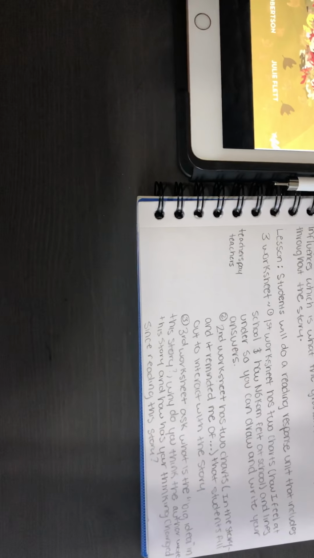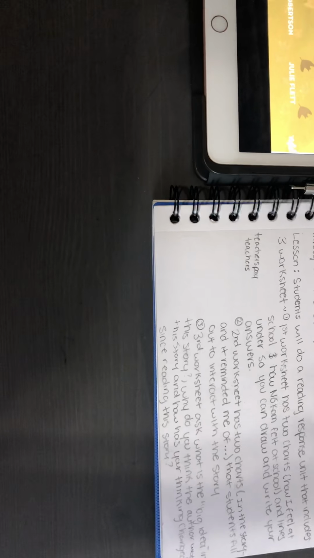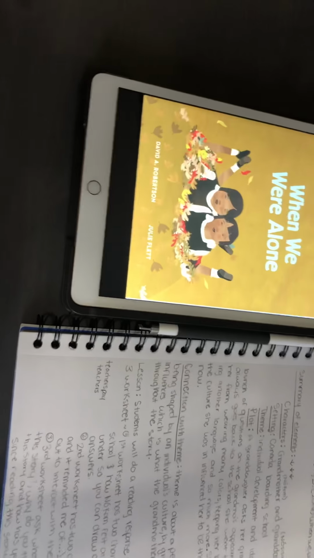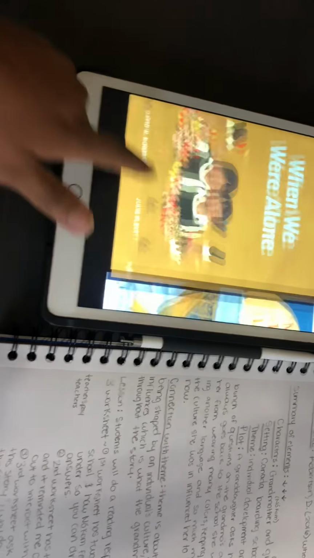And then the second worksheet had 2 charts as well. In the story, you had to write a fact about the story, and then say what it reminded you of. So that was the second worksheet. And the third worksheet asks what the big idea is in the story. Why do you think the author wrote this story, and how has your thinking changed since reading this story? So that's the worksheet I would have the kids do for When We Were Alone.